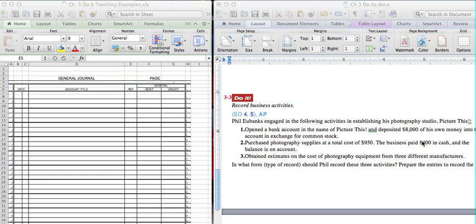Picture This. Transaction number 1, he opened a bank account in the name of Picture This and deposited $8,000 of his own money into the account in exchange for common stock. So the first thing you're going to decide is what accounts are affected. The first one is going to be cash. Cash is an asset account. Assets are increased on the debit side.